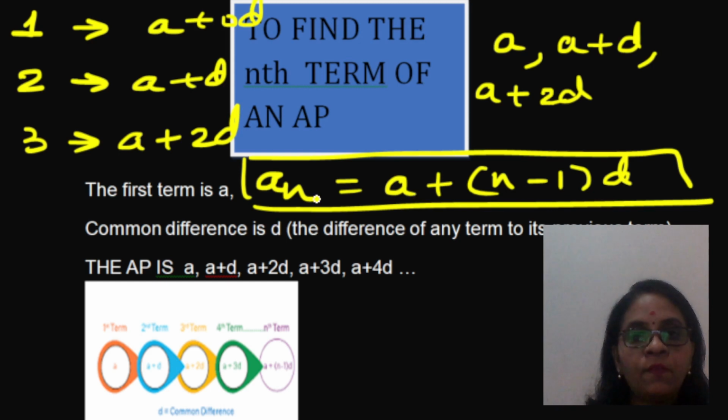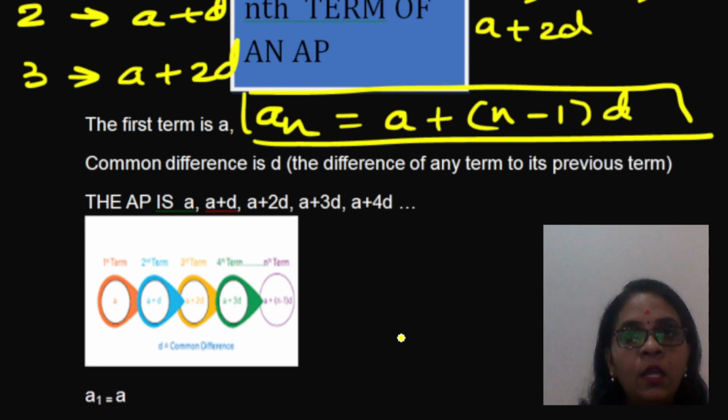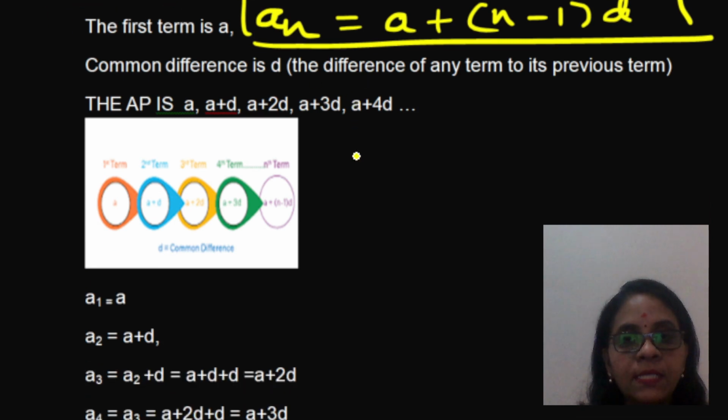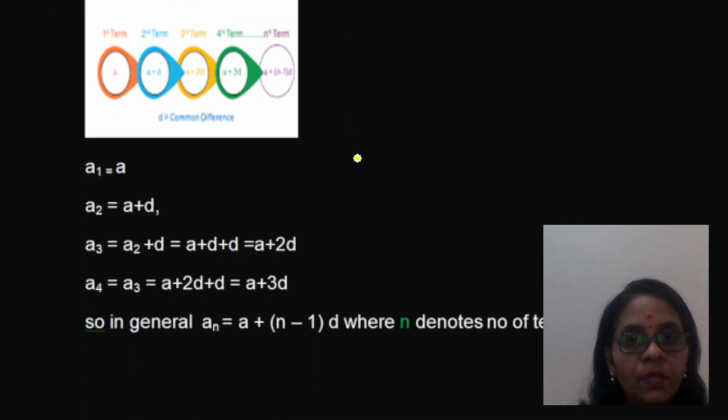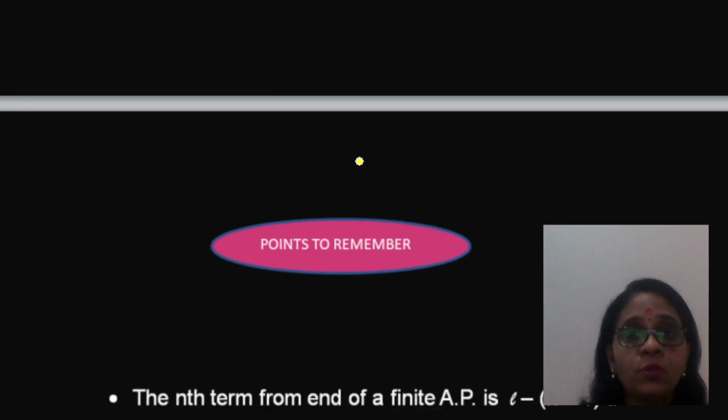It's shown in a diagrammatic way where you can understand. So if you want, you can pause your video and look into it, but at the end, An is equal to A plus n minus 1 into D. Okay. So moving on, there are a few points that you have to remember.